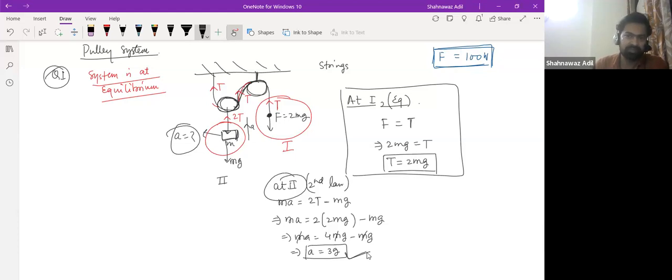Is it clear? So we have to apply the free body diagram in two parts. In this one we apply the equilibrium condition, and in this one, because this is moving, we apply the acceleration condition. Is it clear with everyone? If it is clear, please note it down. Then we'll do the second question, and then we'll get back to work, energy and power. So quickly note this one down.